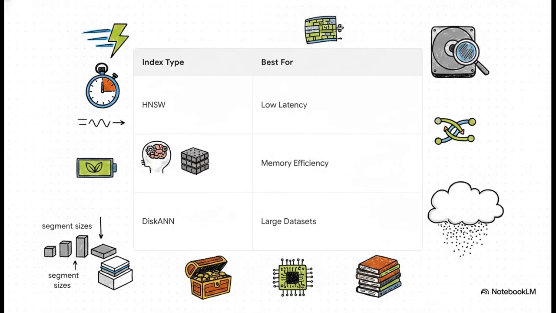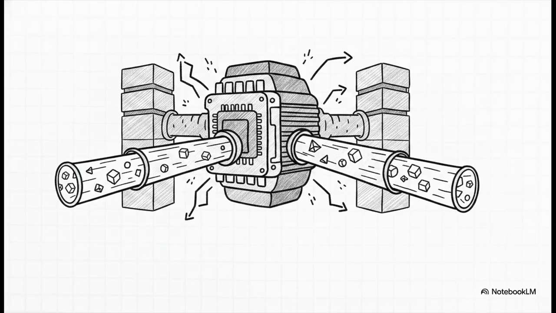Beyond just the hardware, you've got to purposefully tune your configuration. You should choose HNSW if your absolute top priority is low latency and lightning-fast response times. But if you're constrained by hardware and need strict memory efficiency, IVF_PQ is going to be your best bet. And if you're dealing with massive data sets that simply blow past your available RAM, DiskANN is the way to go. Oh, and you also want to make sure you're tuning segment sizes, adjusting your cache, and always batching your inserts.